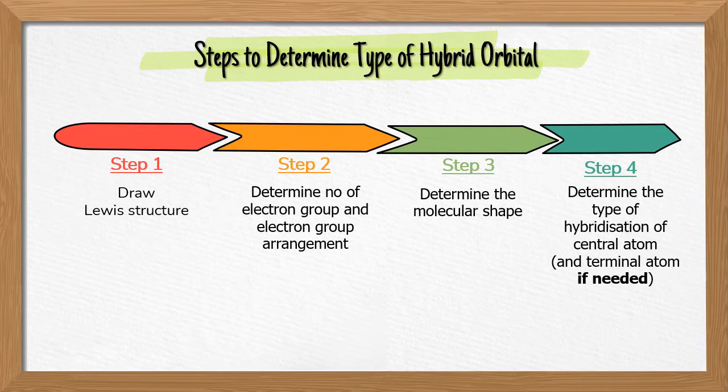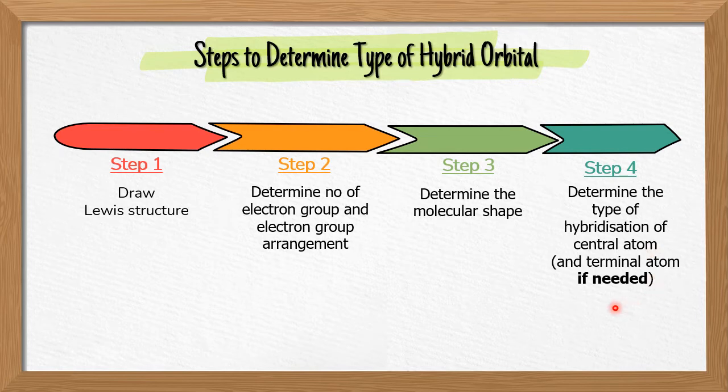So now, let's recap a bit on the steps to determine the type of hybrid orbital. So, masih lagi step 1, draw your Lewis structure. Step 2, determine the number of electron group and the electron group arrangement. So, this is for your central atom. Step 3, determine the molecular shape for the central atom. And then step 4, determine the type of hybridization of the central atom and the terminal atom if needed.